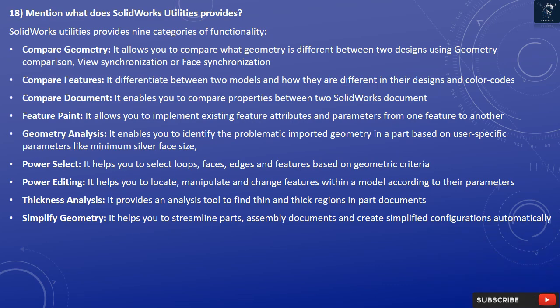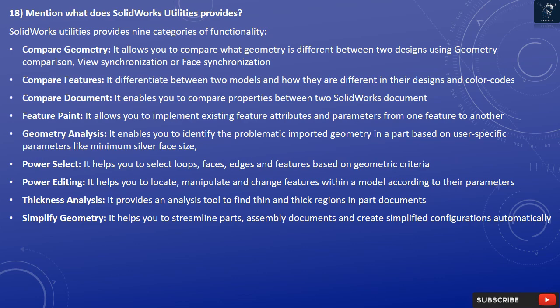Compare geometry. It allows you to compare what geometry is different between two designs using geometry comparison, view synchronization, or face synchronization. Compare features. It differentiates between two models and how they are different in their designs and color codes. Compare document. It enables you to compare properties between two SolidWorks documents. Feature paint. It allows you to implement existing feature attributes and parameters from one feature to another.